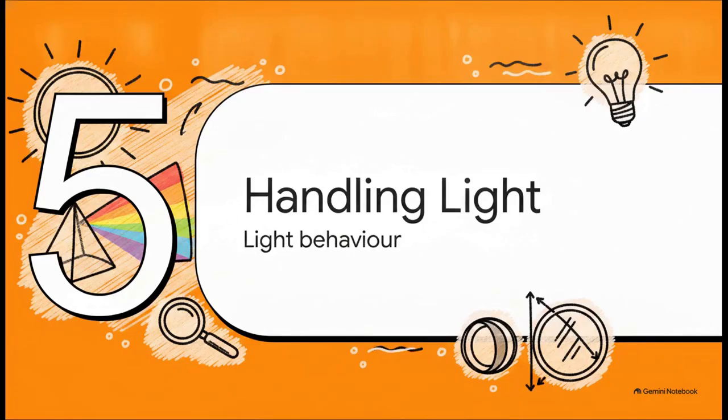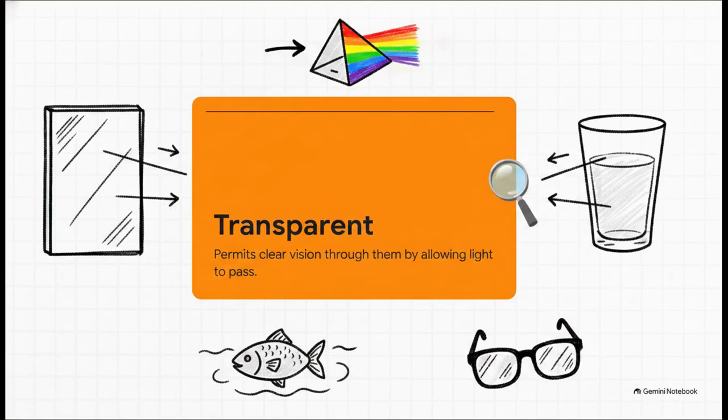Let's move on to our final stop, Section 5, How Materials Handle Light. This is one of my absolute favorite ways to classify things. Let's see how these materials behave when light hits them. First up, we have transparent materials. These are materials that permit clear vision straight through them. They allow light to pass completely through without scattering it.